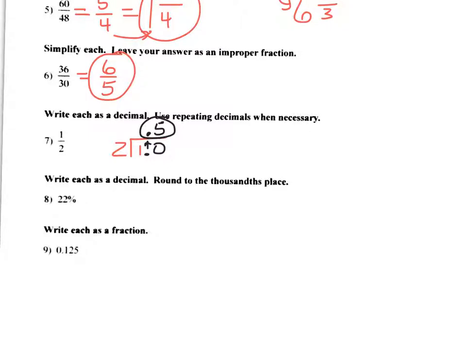And then if it didn't terminate, be exactly 10 here, then I would have to add another 0 right here, and then add it down here, and then work it out.